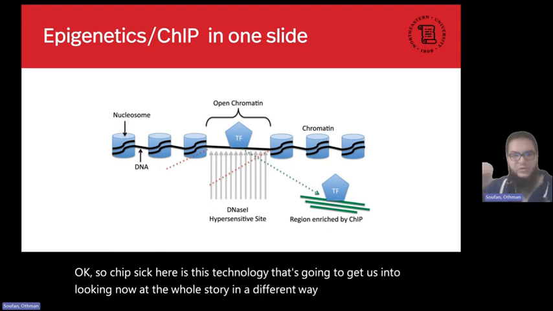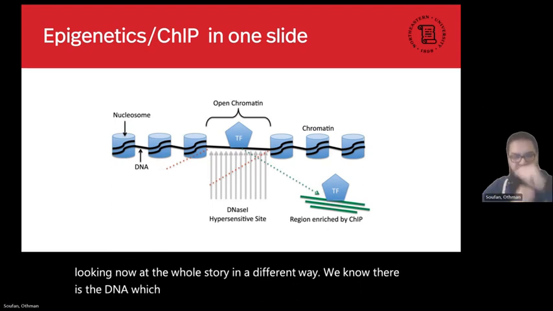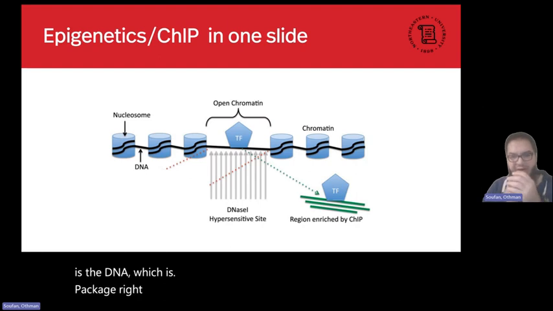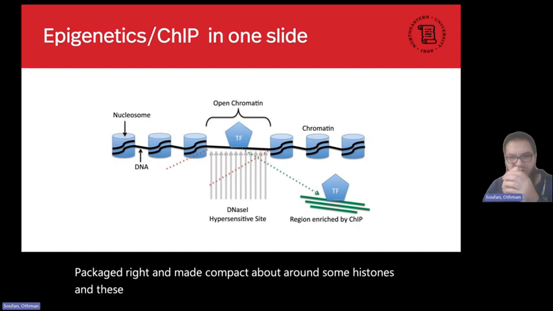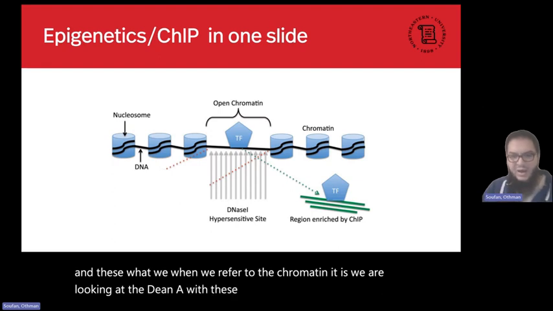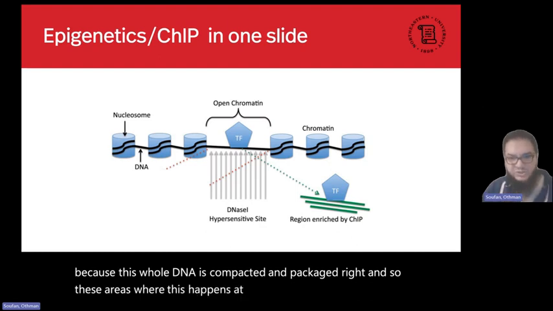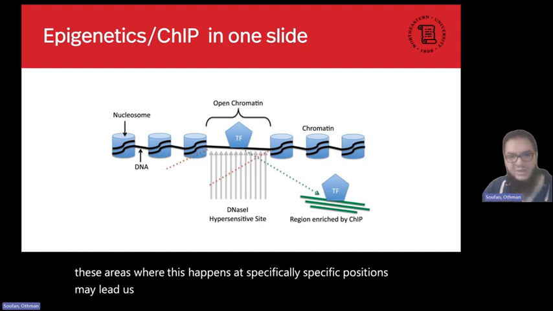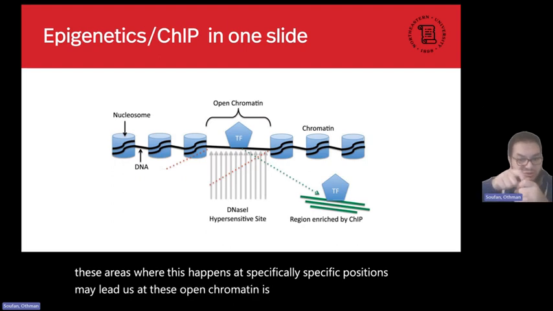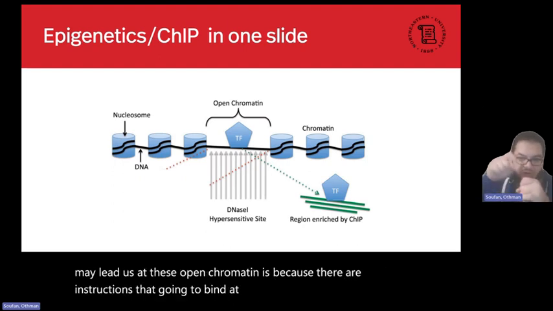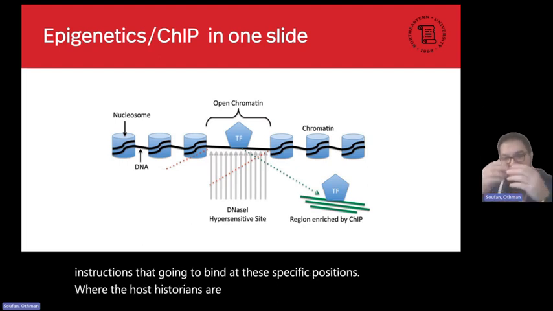a different way. We know there's the DNA, which is packaged, right, and made compact around some histones, and when we refer to the chromatin, we're looking at the DNA with these proteins. Why does it matter? Because this whole DNA is compacted and packaged, right? And so these areas where this happens at specific positions may lead us to these open chromatins, because there are instructions that are going to bind at these specific positions where the histones are bound to the DNA area.